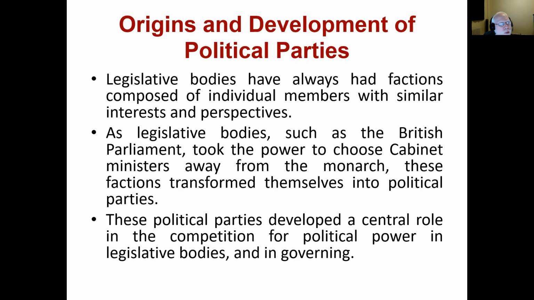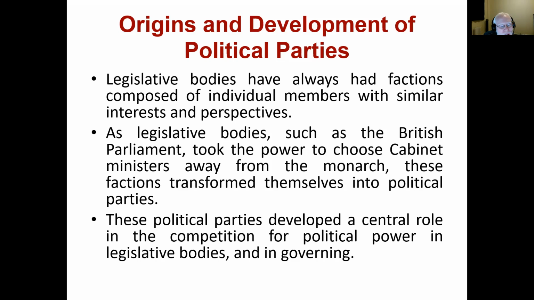So the origins would be within the British Parliament. Now, the monarch used to be the one who picked the cabinet, but as the power to choose the cabinet switched from the monarch, so the king or queen, over to the legislative branch, then these factions formalized more formally into what we would refer to as political parties. They would have looked different from the political parties that we see today, but we would have seen a greater need to have organized political parties.